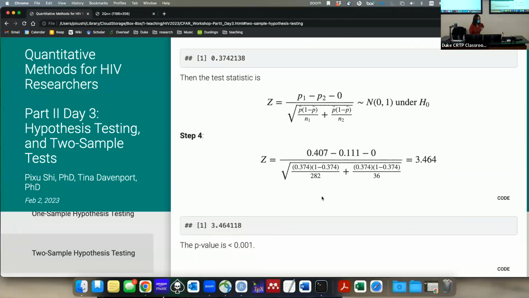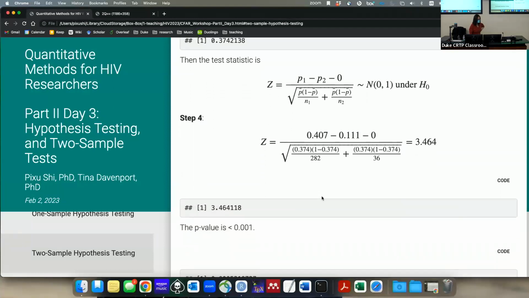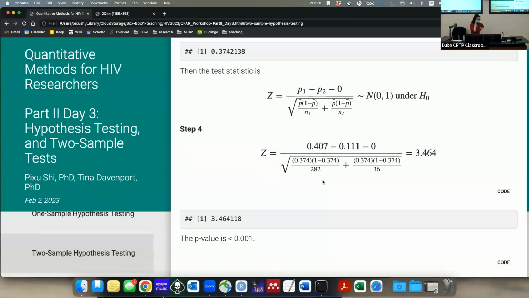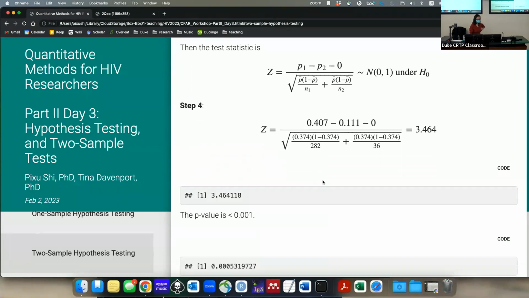So this will also be reflected in your power. When the null hypothesis is around 0.5, it's easier to test. When your null hypothesis is close to 0.1 or 0.9, it's actually harder to test.